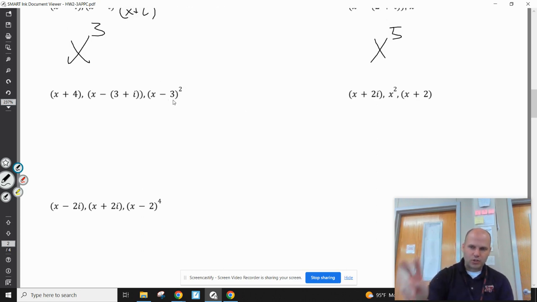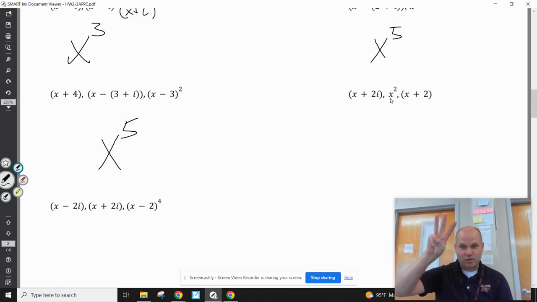x equals 3, multiplicity of 2. x equals negative 4, multiplicity of 1. One complex, well, if you have one, you have to have two. This is how I know I'm going to have an x to the fifth. x equals 0, multiplicity of 2. x equals negative 2, multiplicity of 1. There's one complex root. I'm going to have a second, at least. This has to be an x to the fifth.